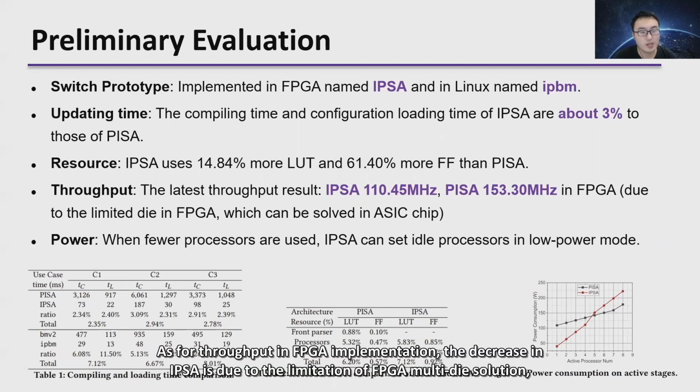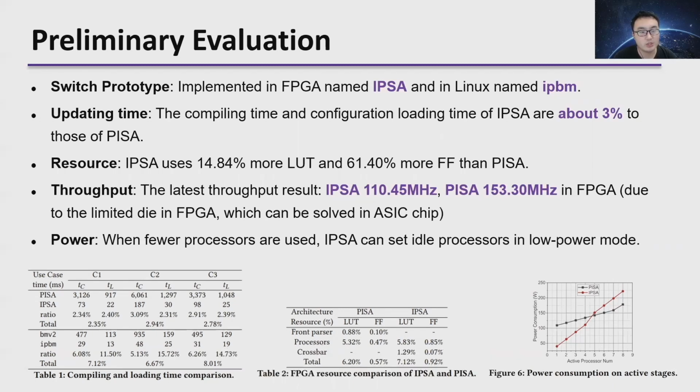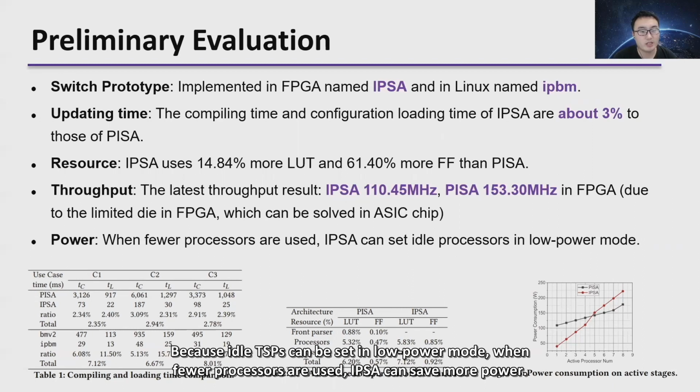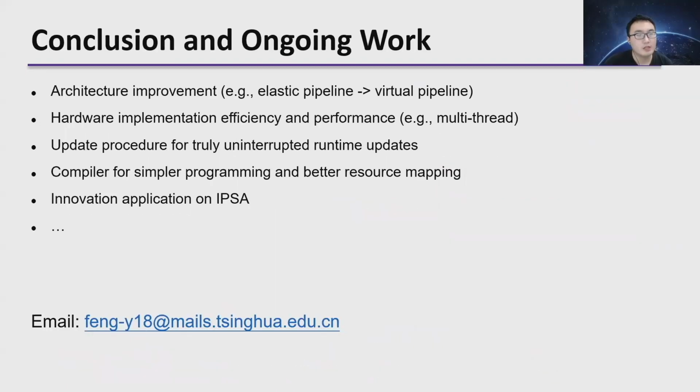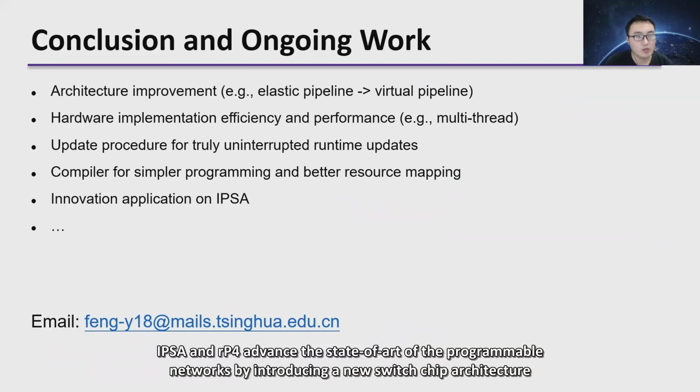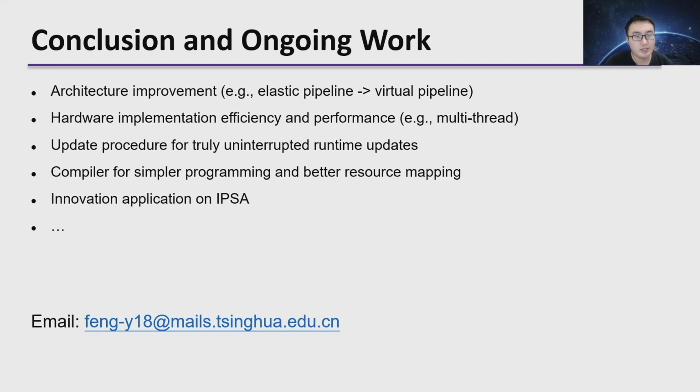As for throughput in the FPGA implementation, the decrease in IPSA is due to the limitation of the FPGA multi-die solution, which can be improved to the same as PISA in ASIC. Because idle TSPs can be set in low power mode, when fewer processors are used, IPSA can save more power. IPSA and rP4 advance the state of the art of programmable networks by introducing a new switch chip architecture and a new programming language based on P4.